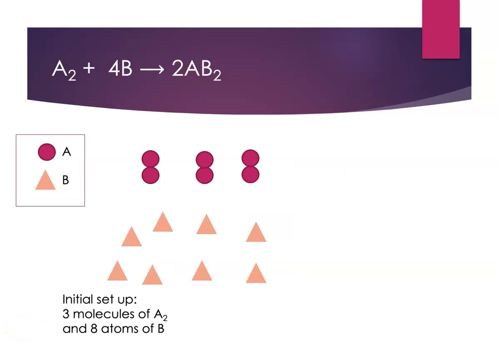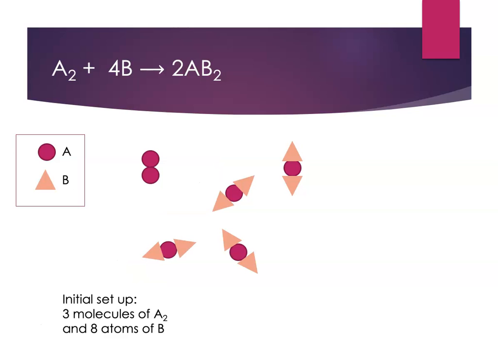So we know for the product, 1 atom of A ends up with 2 atoms of B. So as the reaction proceeds, we start making AB2 molecules. And it keeps going. But what we find before too long is that all 8 atoms of B have reacted, but I haven't reacted all of my A2 molecules. I was only able to make 4 AB2 molecules before I ran out of B atoms, meaning I have 1 molecule of A2 left over.